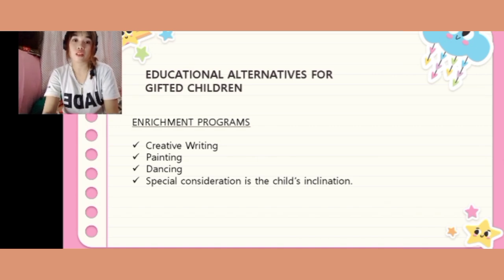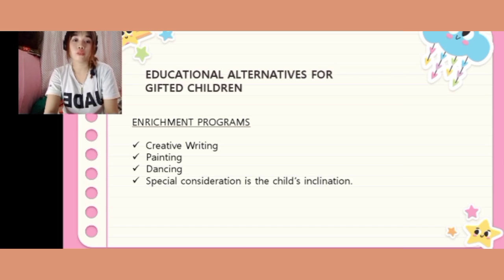So next we have painting. Children gifted in art or painting develop the desire and the ability to depict people and other subjects from their environment at an earlier age than other children because they are intellectually gifted. So if that child is good in painting, of course they can create a good painting.